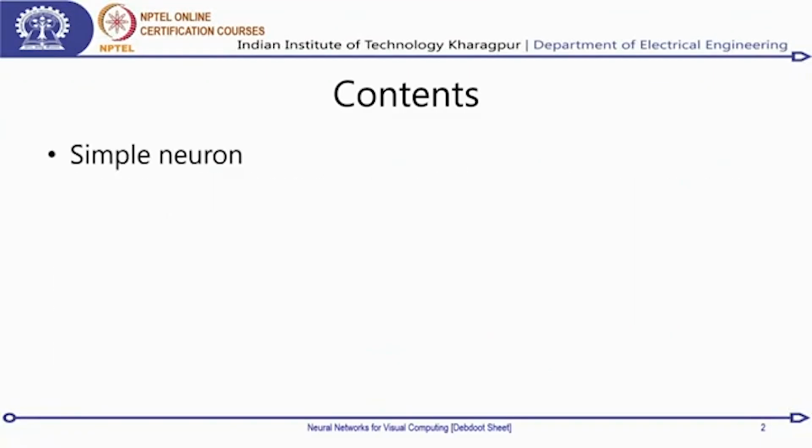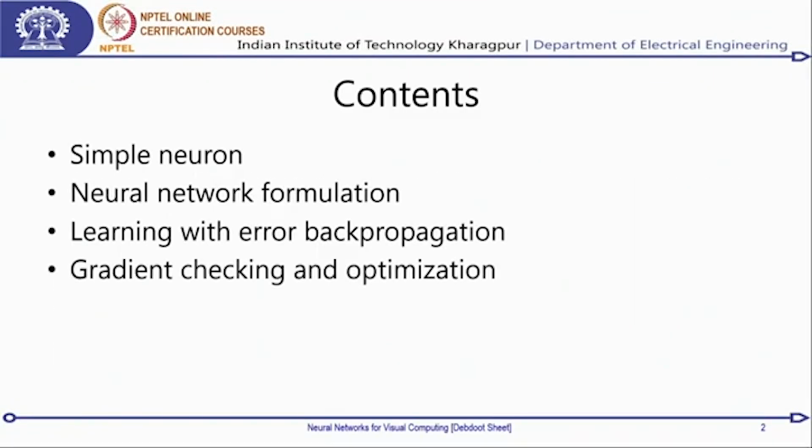So, what today's lecture will contain, in simple form, is that we will start with a simple neuron model, and from there we will go to the neural network formulation, and then we go to something called learning with error backpropagation, and gradient checking and optimizations.